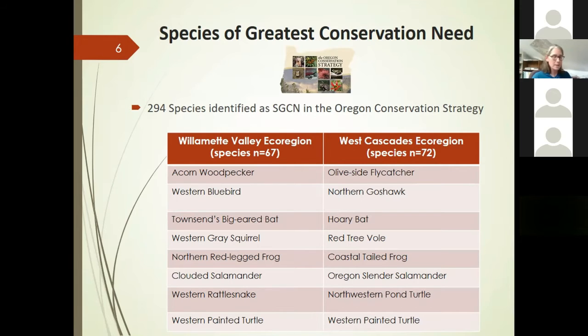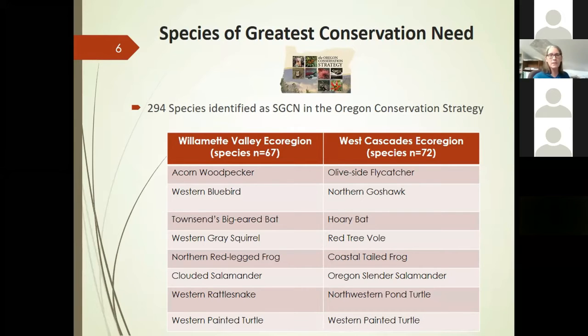But the intent is to highlight those species, what they need, what their threats are, and provide recommended conservation actions to address the needs of those species and the habitats that they're so dependent on. So I encourage you to check it out. It's a great resource.